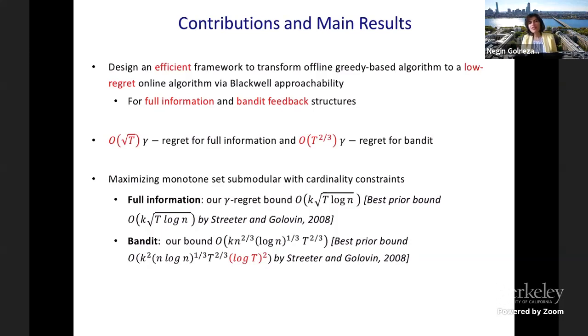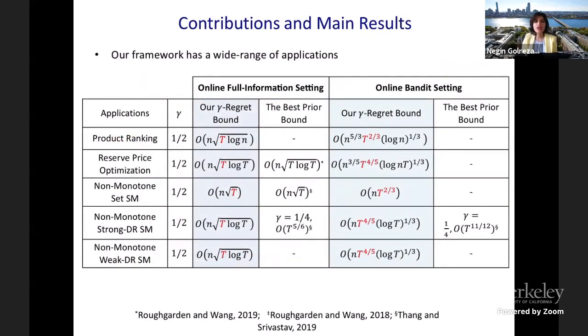But I don't want to say that this is the main contribution of this work, because the main contribution is the fact that our framework has a wide range of applications and can be applied to a variety of settings. Here is the list of applications that we try in our paper, and we believe that there are more. We apply it to the product ranking problem, reserve price optimization, non-monotone submodular set function, non-monotone strong DR submodular function, and non-monotone weak DR submodular function. In all of these cases, either we match the best prior bound or improve it, or we are the only one that provides a bound for this problem.